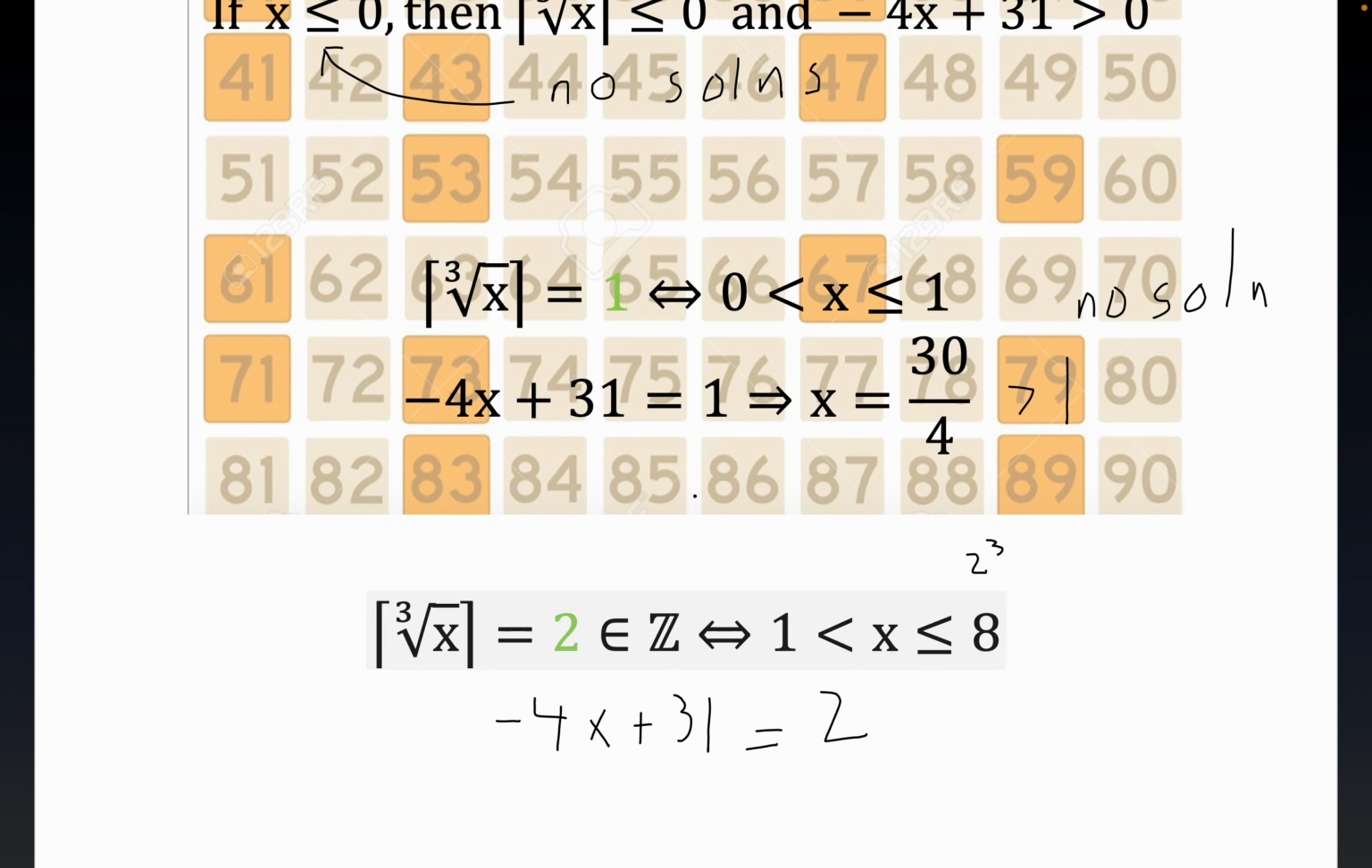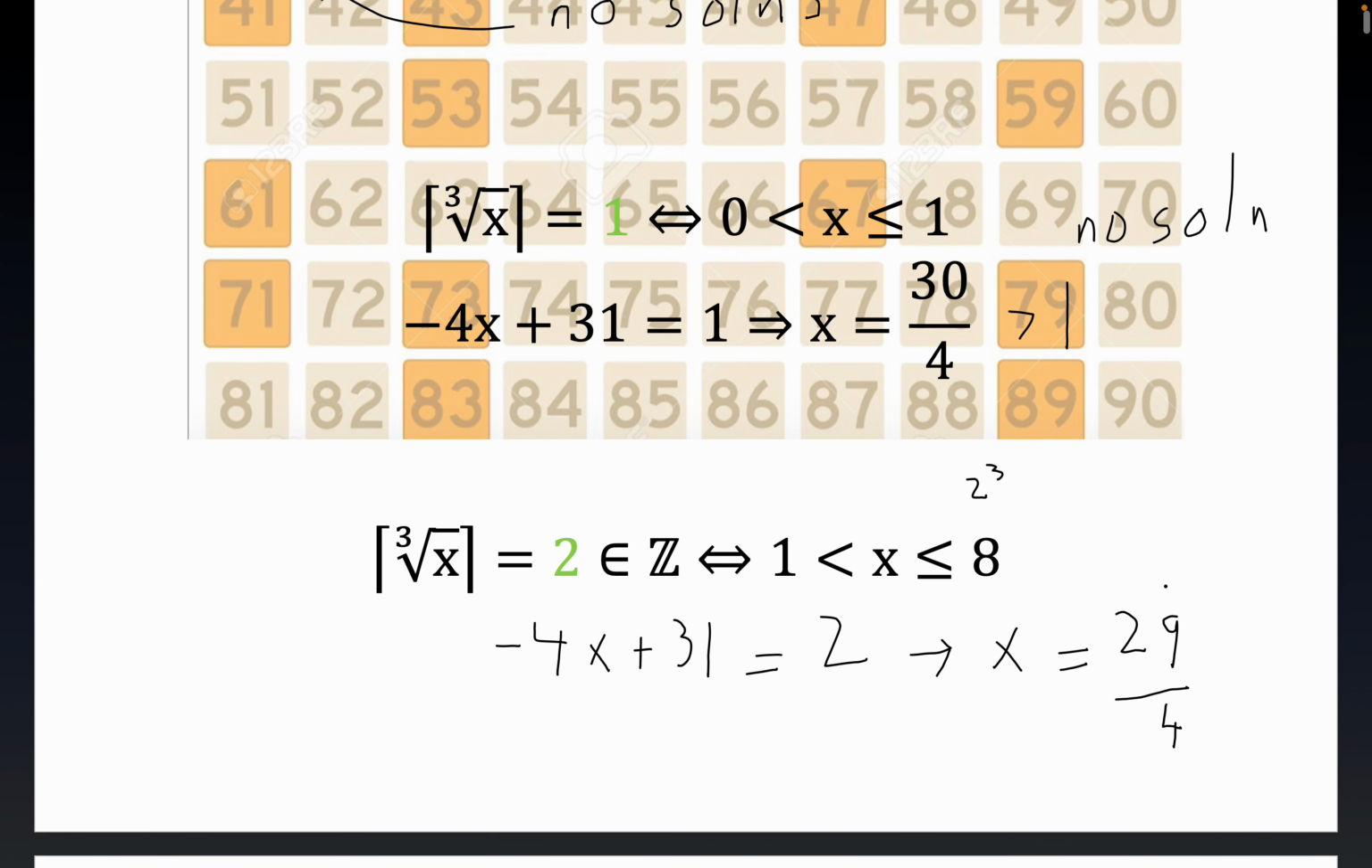Notice up here we set it equal to 1. Here we have to set it equal to 2. Y'all, when you solve this, that's 4x is equal to 29. So this implies that x is equal to 29 over 4. You can almost just see that by inspection. So x equals 29 over 4, by inspection, are just two steps of algebra. Okay, so that is a solution.